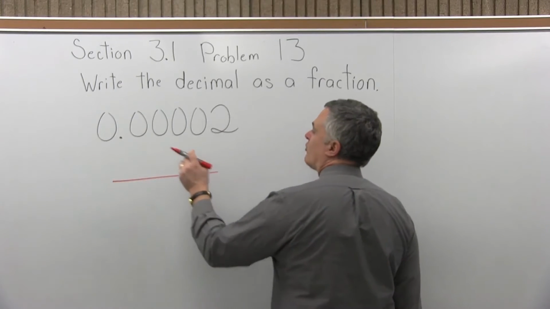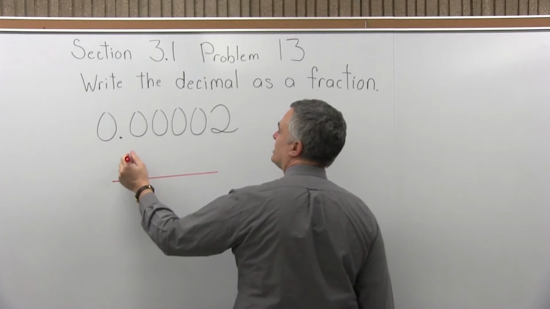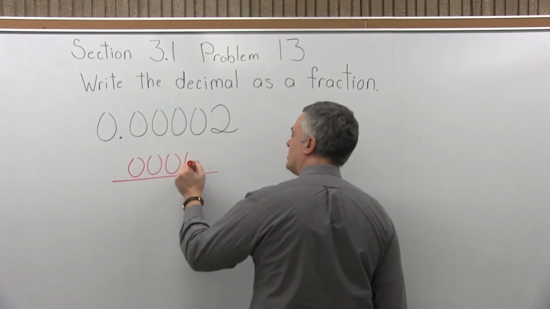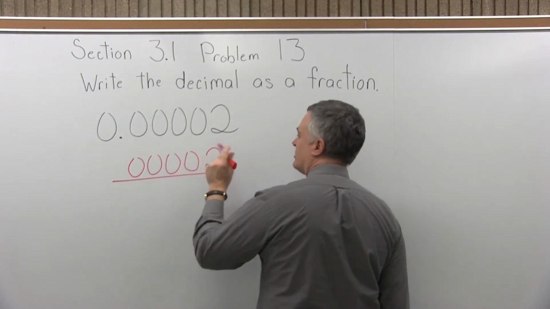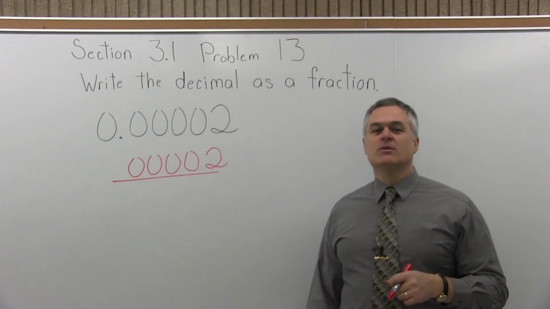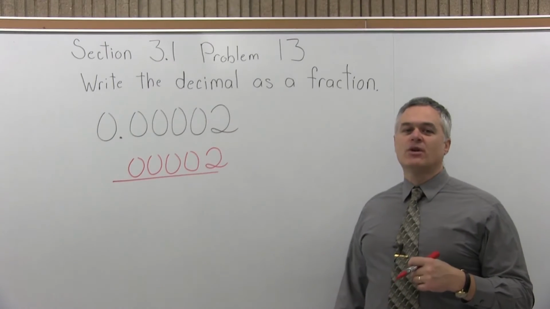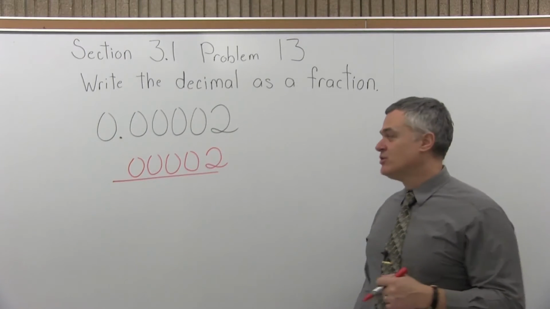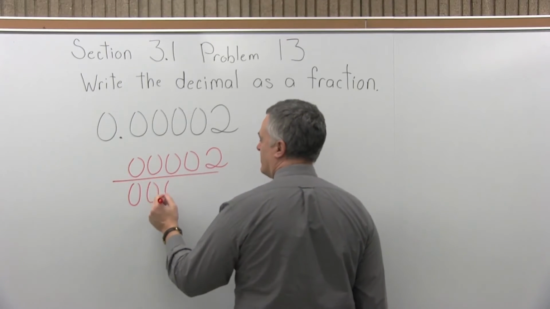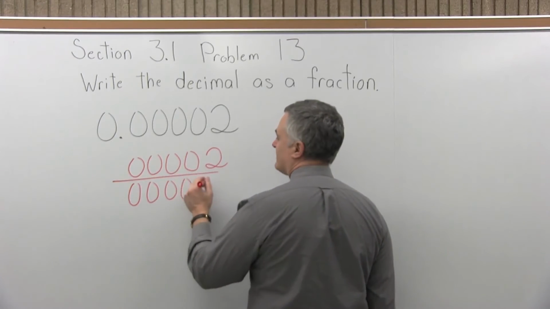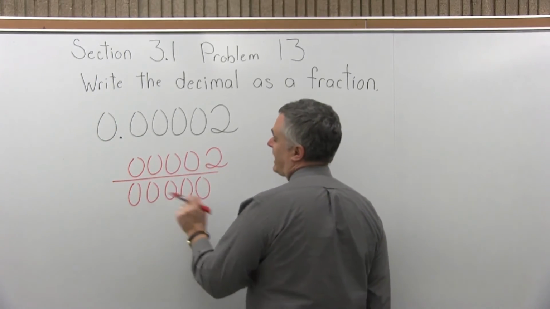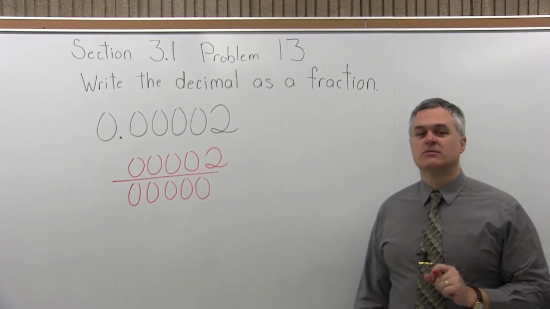Step one, write what comes after the decimal in the numerator of a fraction. So what comes after the decimal is 4 zeros and then a 2. That's step one. Step two, put a 0 under each digit that's in the numerator. So each digit that's in the numerator gets a 0 after it. I have 5 digits in the numerator, including the zeros and the 2. So 5 zeros go into the denominator.